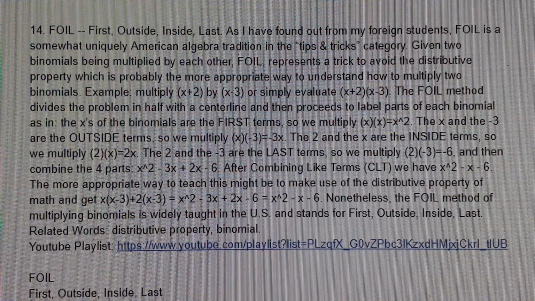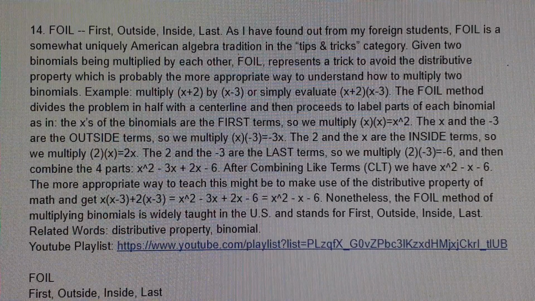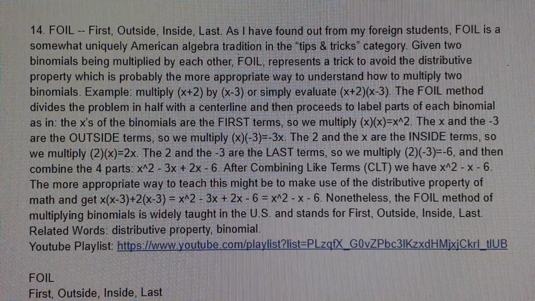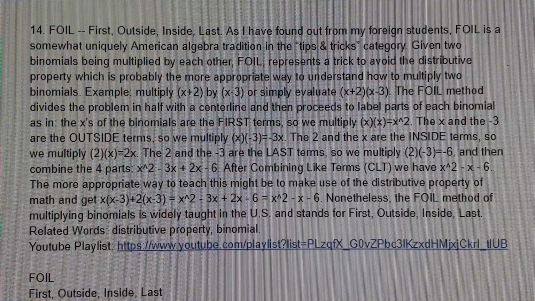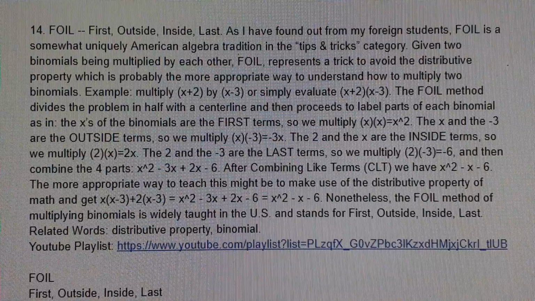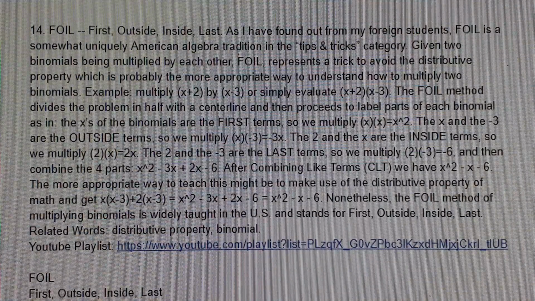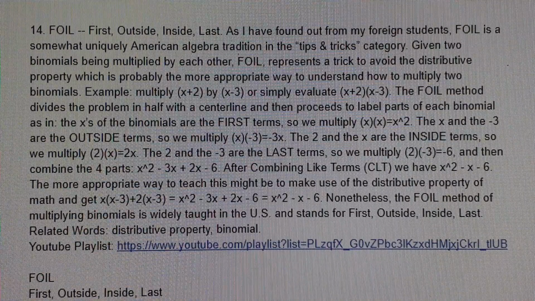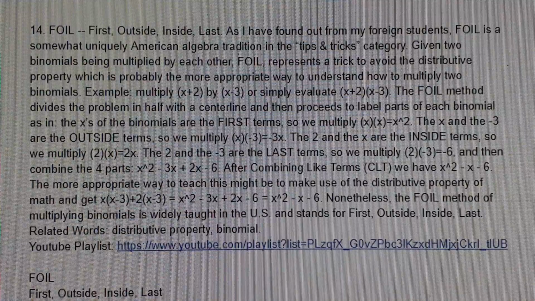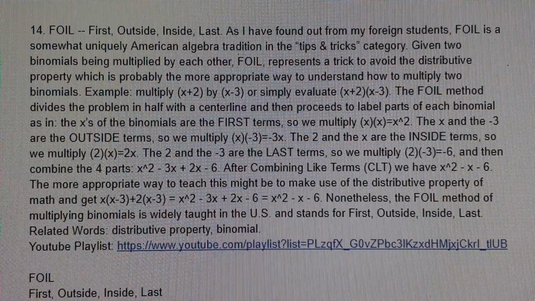Example: multiply (x + 2) by (x - 3), or simply evaluate (x + 2) times (x - 3). The FOIL method divides the problem in half with a centerline and then proceeds to label parts of each binomial as in. The x's of the binomials are the first terms, so we multiply x times x to equal x squared.